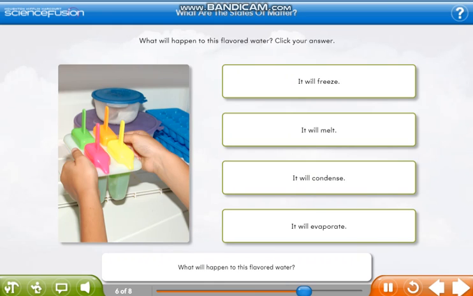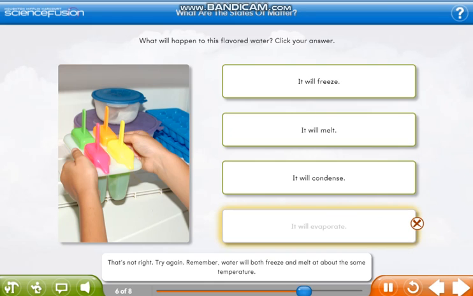What happened to this flavored water? Click the statement that answers the question. That's not right. Try again. That's not correct. Try again. Remember, that's not it, but try again. Remember, water will both freeze and melt at about the same temperature.